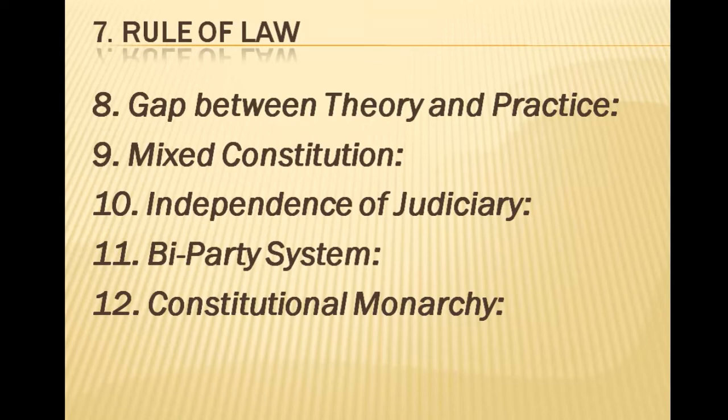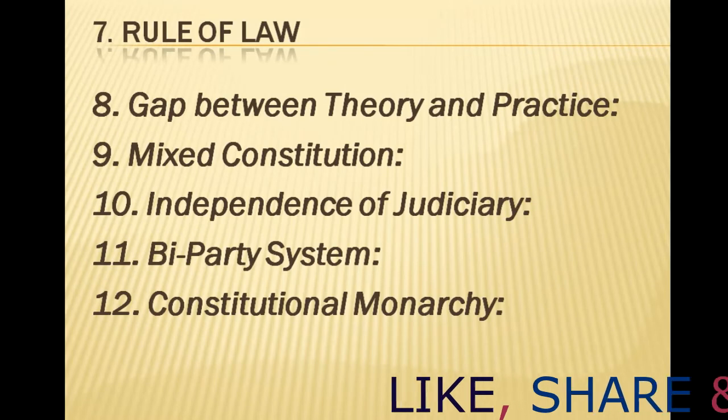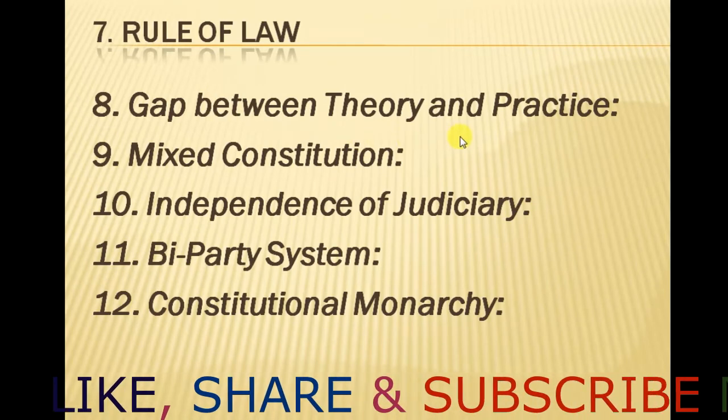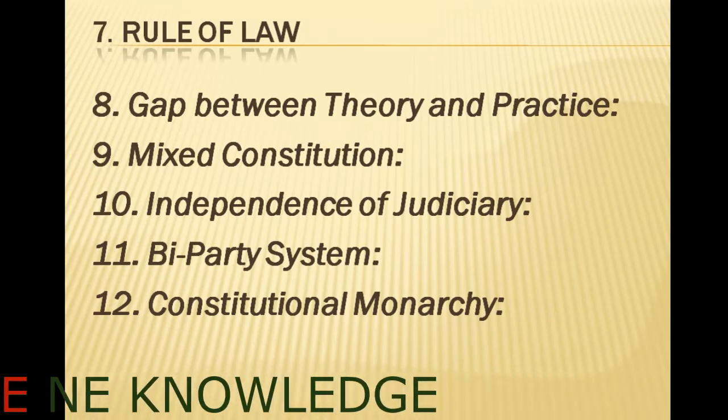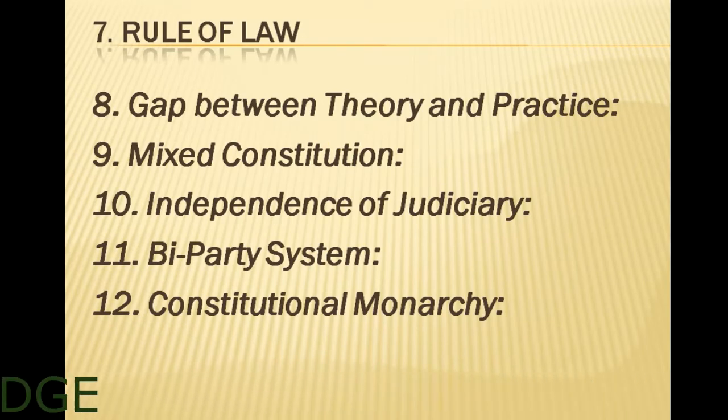The next feature is the gap between theory and practice. In theory, it is the king or queen who is sovereign, but in practice it is Parliament which is sovereign. The king or queen cannot veto any bill passed by Parliament, although he or she has the right to do so in theory. This also justifies the remark of Lord Sankey that theory has no relation to realities in the British Constitution.